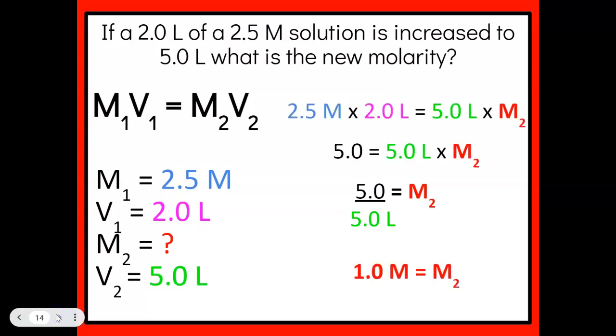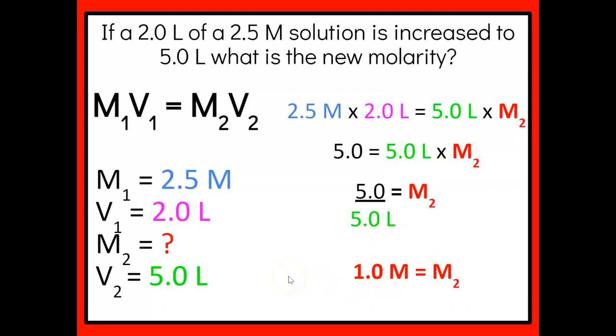Okay, so if we plug this in, 2.5 is our M1 times 2, which is our V1, will be equal to 5 liters times M2, which is what we're solving for. Okay, 2.5 times 2 gives us 5. 5 is equal to 5 liters times M2. 5 divided by 5 equals 1. Okay, so 1 molar is the molarity of our second solution.